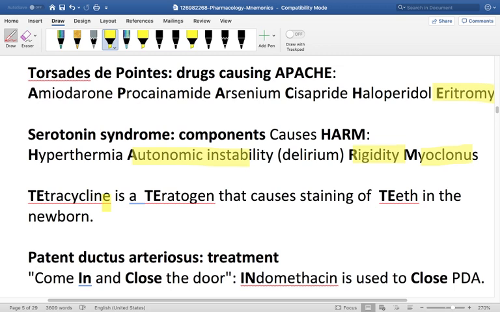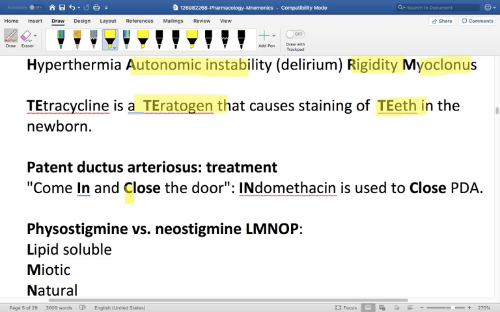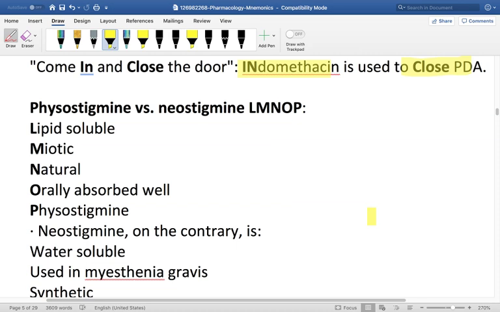Tetracycline is a teratogen, because it stains the teeth in the newborn. PDA: come in and close the door. Indomethacin is used to close the PDA. Come in and close the door. Indomethacin to close the PDA. Okay, physostigmine versus neostigmine. Examiner is going to definitely ask you an MCQ on this.